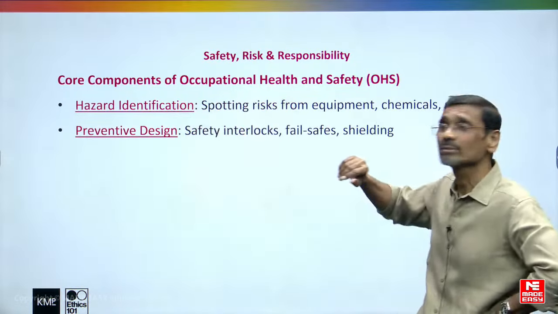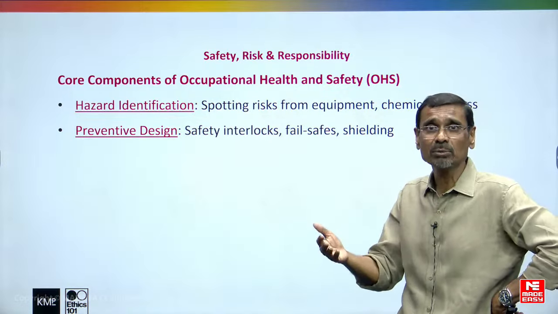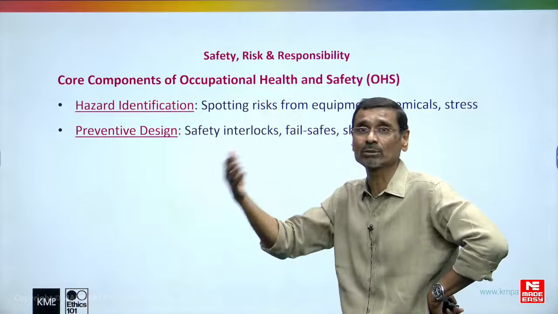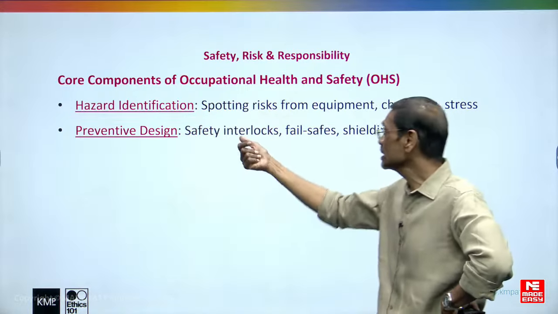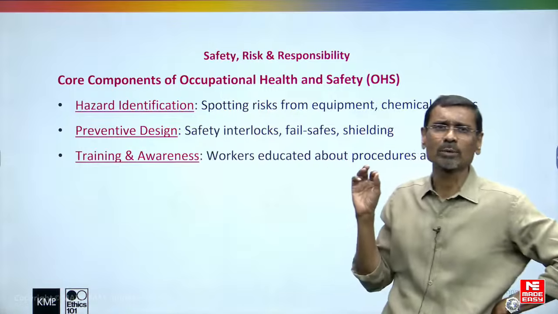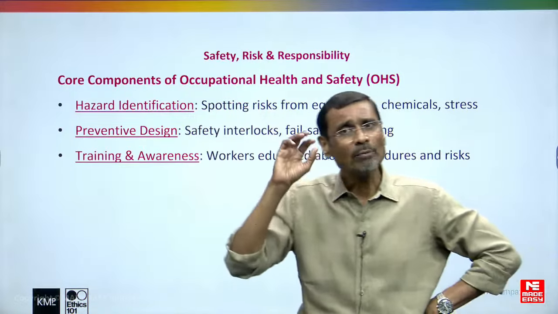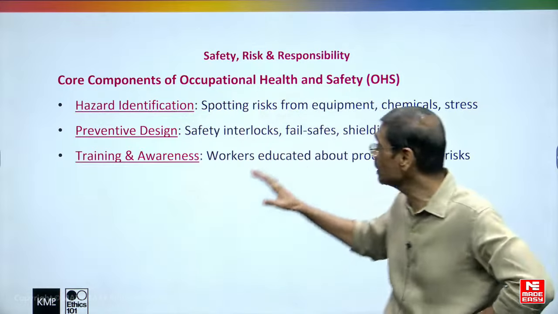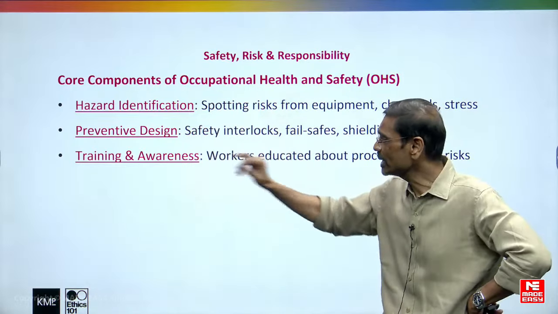Preventive design: you have to create systems in place which are preventive. You have to design systems which can prevent and contribute to safety. Safety interlocks, fail safes, and all this. Training is a very important part of occupational health and safety. You have to train workers, train staff, train employees in being safe. That's called training and awareness.